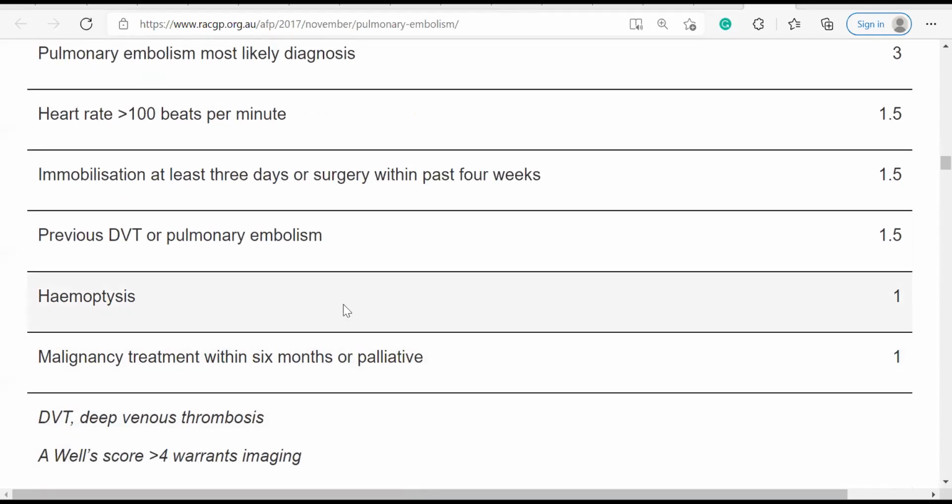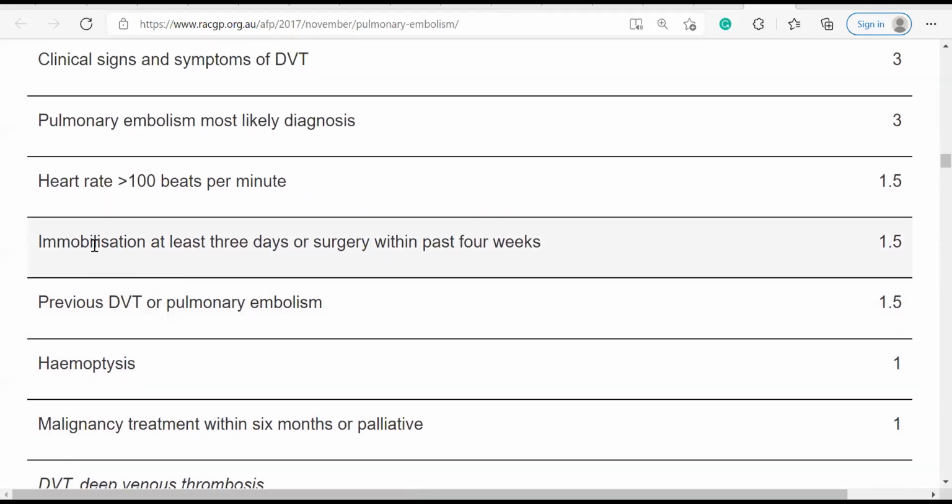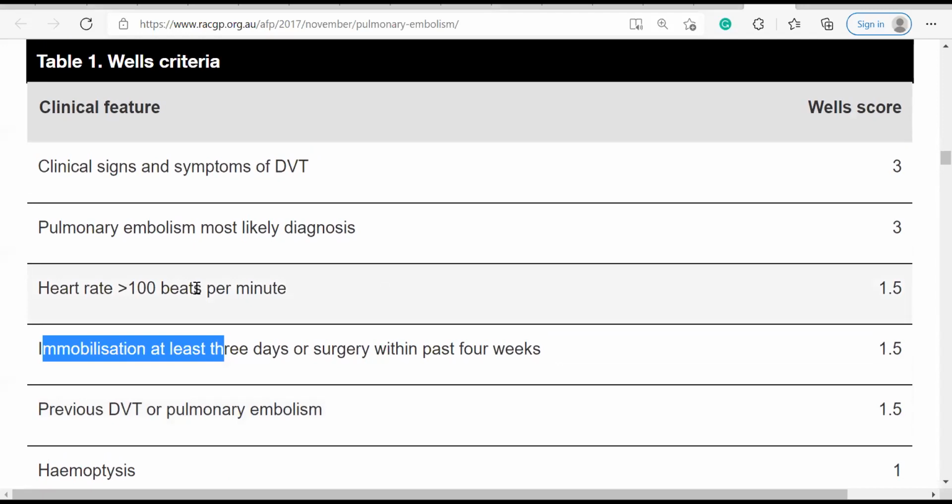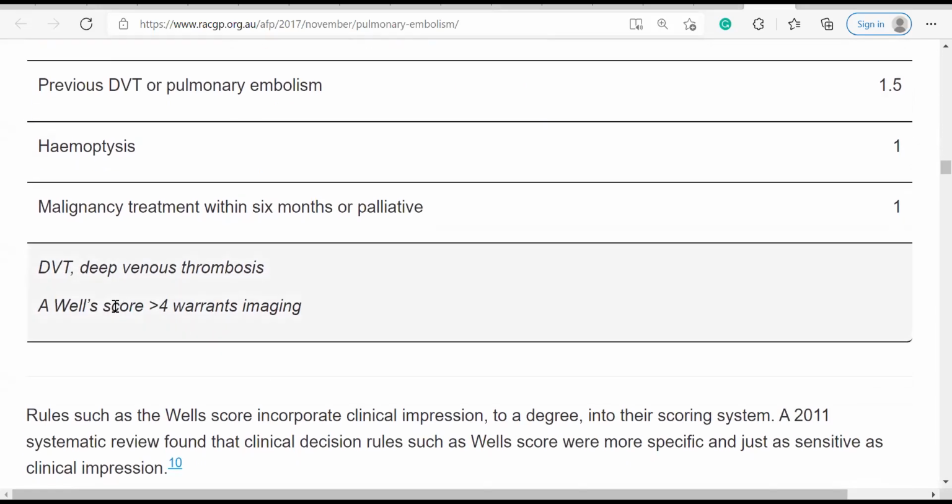Now in our patient, what have you got? You have got immobilization, like recent travel history is immobilization, so 1.5. You have got heart rate more than 100, so 1.5, so already 3. And this patient's most likely diagnosis is also PE, so 3. So this patient actually has 6 points in Wells score. More than 4, definitely you need to do imaging. So any Wells score, if it's more than 4, that needs imaging, nothing else.